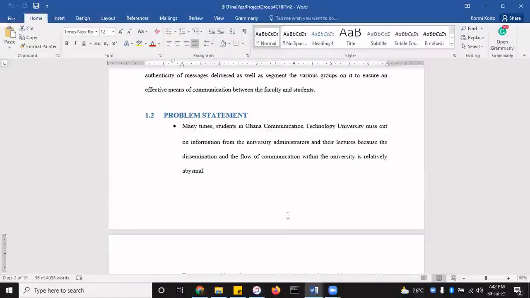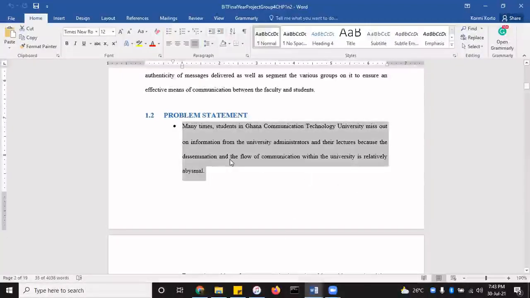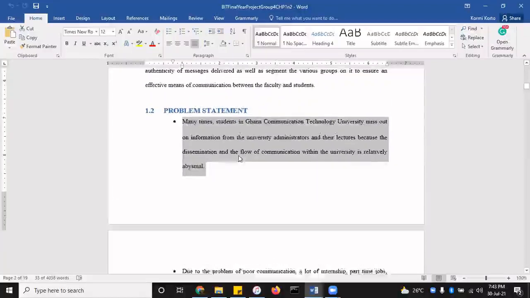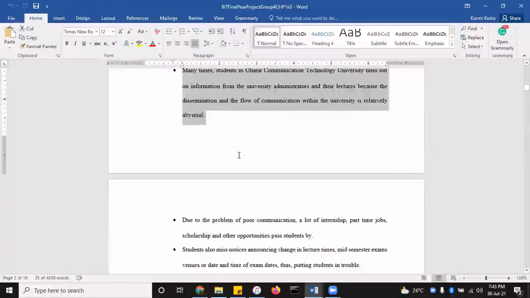Some of you write long sentences which can actually be summarized in just one line. Like all of this here, it's about what? Poor information flow. That's all it is.